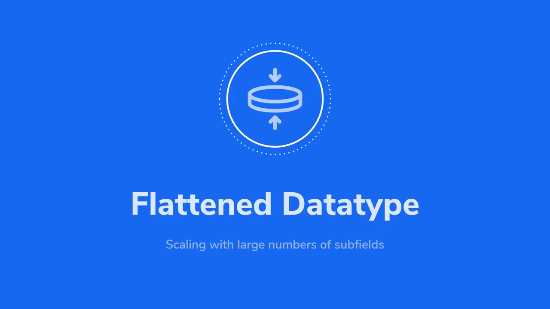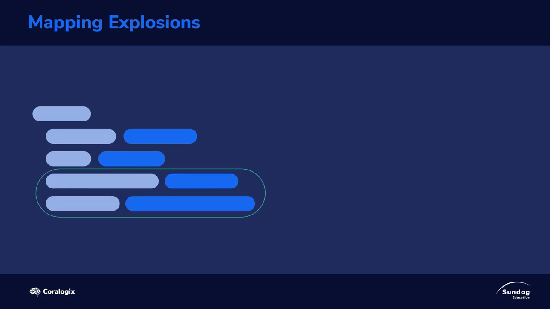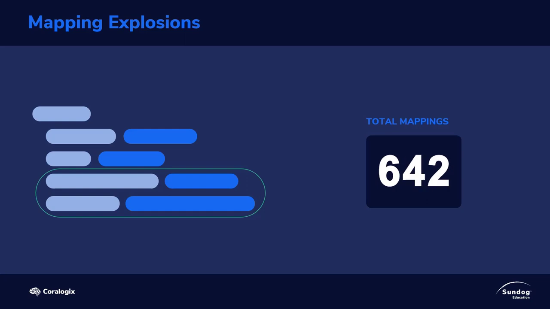Let's talk about the flattened data type. In earlier lessons, we covered how to apply mappings for specific fields in Elasticsearch. Up to this point, we've only handled short documents with only a few associated fields. However, if we need to handle documents with many inner fields, Elasticsearch's performance can start to suffer. This is because each subfield gets mapped to individual fields by default with dynamic mappings.